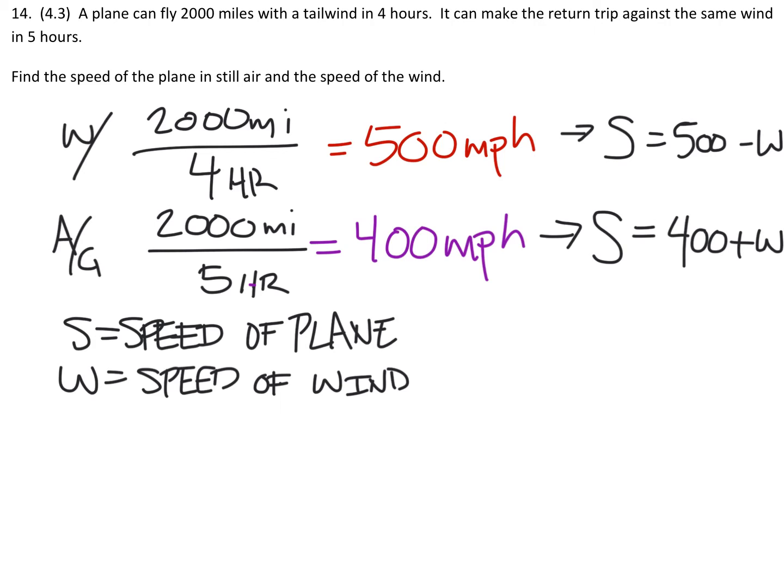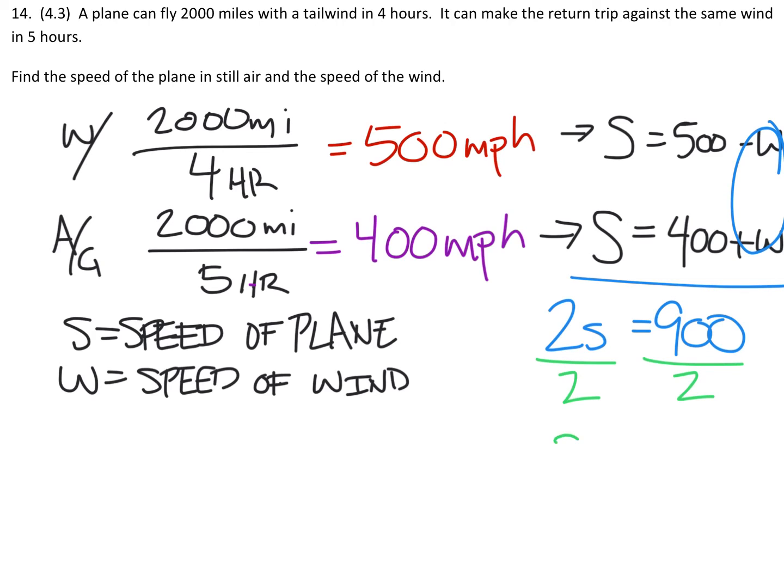Now this sets up a very nice system, because what we can do here is just add these two together and we'll find that the wind will cancel out. So we'd have two speeds of the plane would equal 900 miles per hour. And to solve this, we're just going to take this and divide both sides by 2. And we would find that the speed of the plane would be 450 miles per hour.